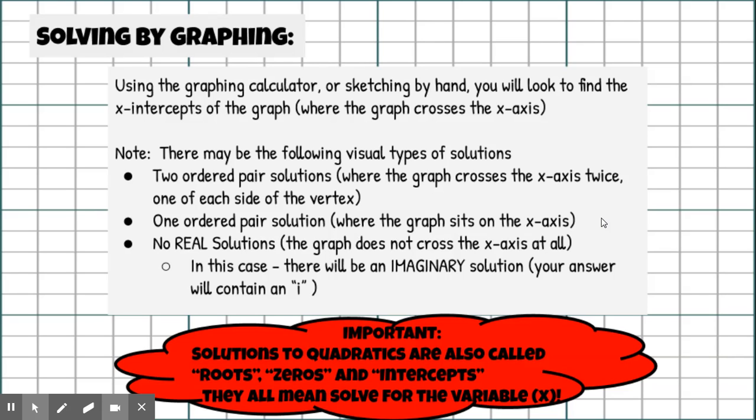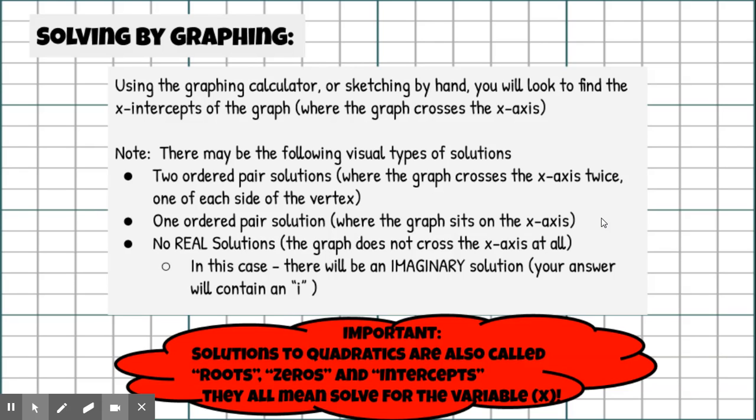Or you might not have any real solutions. And that's where the graph doesn't cross the x-axis at all. In that case, you will have an imaginary solution, meaning your answer is going to have an i, which is what we just looked at in the previous section.